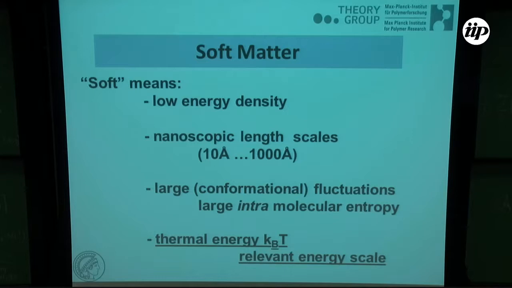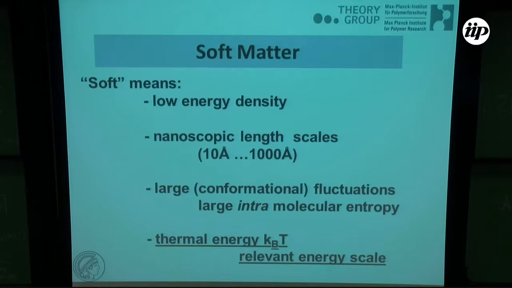Before we go on, let me get back to the standard problem we face with soft matter. Unlike many hard matter issues, why is soft matter soft? So why is tissue soft? Tissue is soft because we have a fairly low cohesive energy density that comes along with nanoscopic length scales, typically between 10 angstroms and maybe 1,000 angstroms, so 100 nanometers.